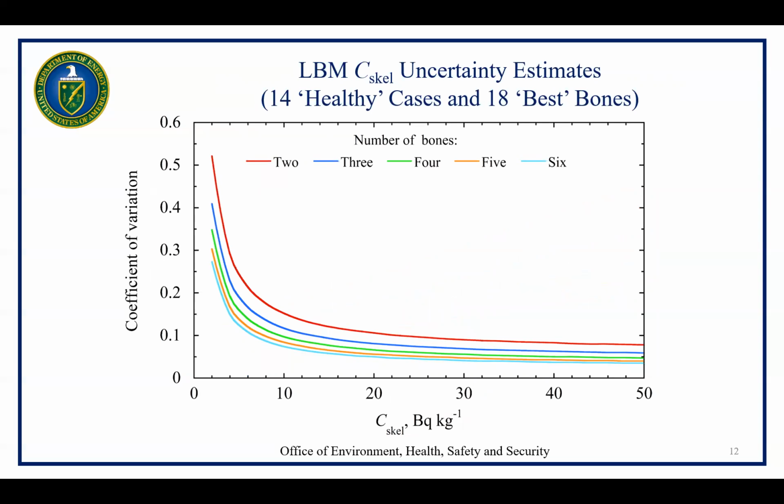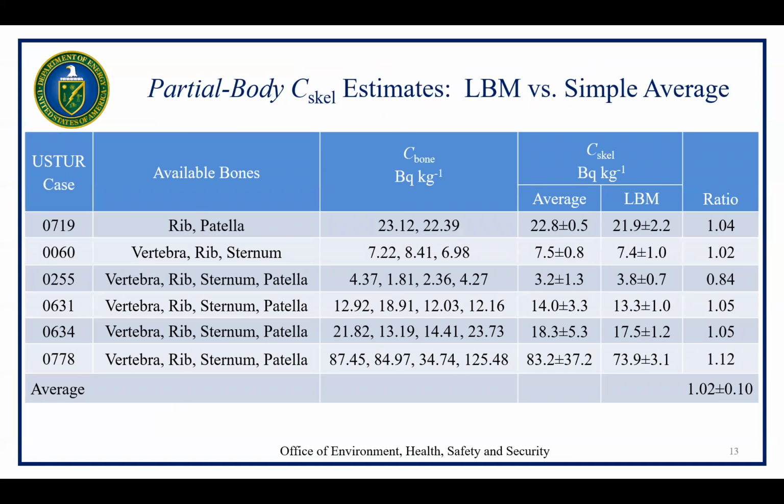This figure is a different version of the previous slide using coefficient of variation, CV, as the y-axis. It shows that the coefficient of variation is large and highly variable at low skeleton concentrations, and it becomes stable at high skeleton concentrations. For 4 or more bones, the CV curves have little difference, especially for high skeleton concentrations. My earlier presentation and this presentation have demonstrated that we can use the LBM not only to predict total skeleton plutonium concentrations of partial body cases with a limited number of bones, but also to estimate the uncertainty of the predicted skeleton plutonium concentrations.